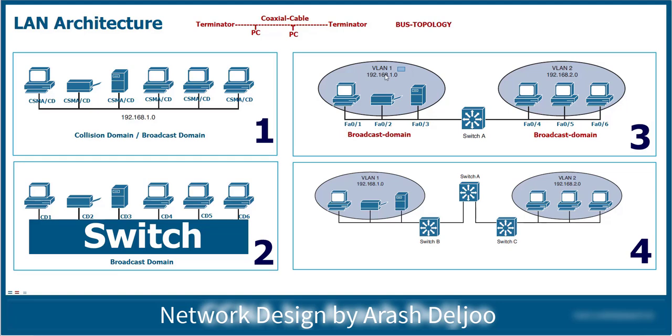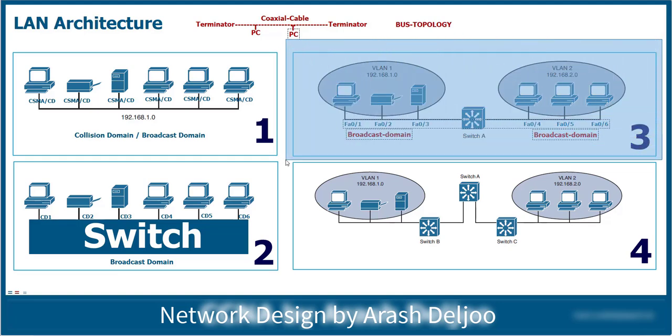Also, as you can see, in each broadcast domain we are using a range of IP addresses different from the other broadcast domains, because between the VLANs, between the broadcast domains, we need to configure inter-VLAN routing, and inter-VLAN routing needs the networks to use different ranges of IP addresses. Okay, this is the history up to the creation of VLANs.